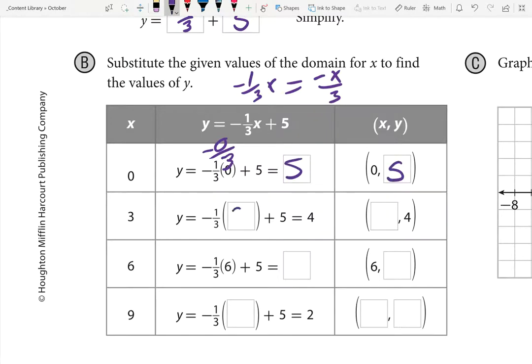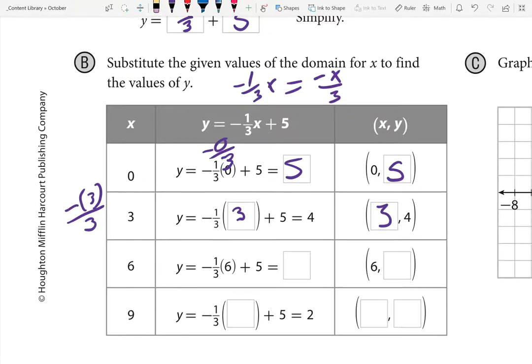Now let's plug in 3. When you plug in 3, again, I'm going to consider it more of -3 divided by 3 rather than like this. Remember, these are the same thing. -3 divided by 3 is -1. So this becomes -1 plus 5. -1 plus 5 is 4. So that's why the output there is 4. So we plugged in 3 and we get out 4.